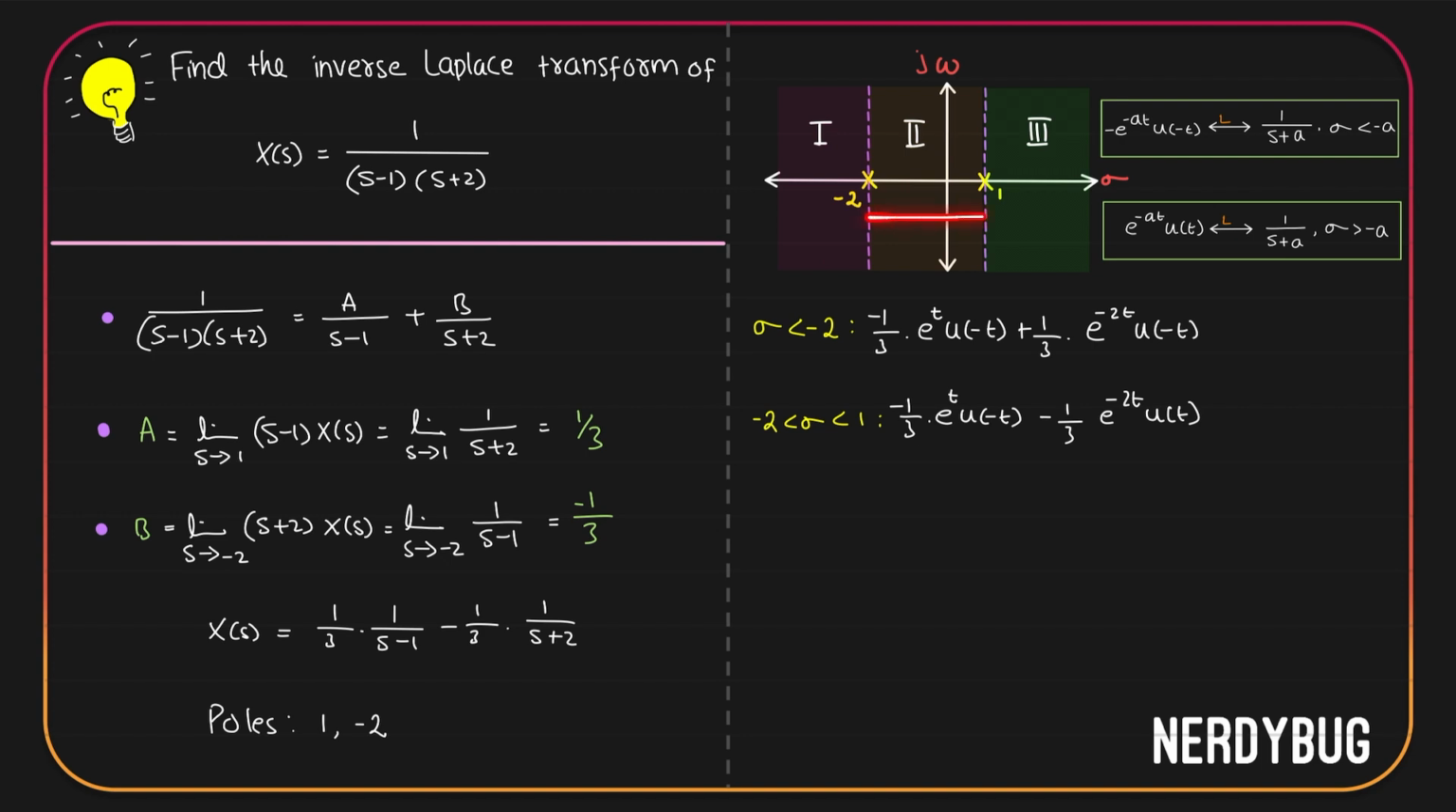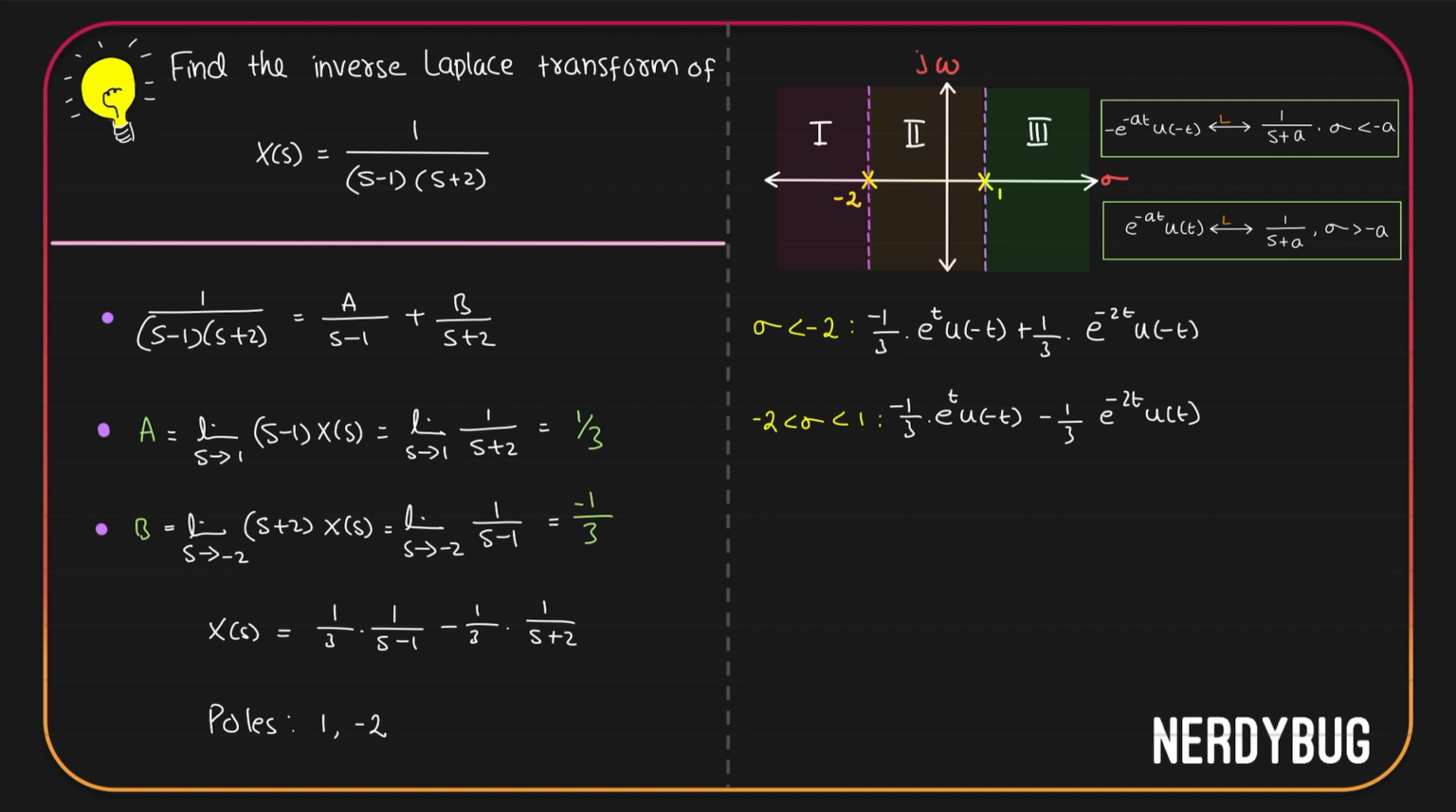So when ROC is between minus 2 and 1, x of t is minus 1 by 3 e raised to t u of minus t minus 1 by 3 e raised to minus 2t u of t. Here we have u of minus t towards the left. Here we have u of t towards the right. So when ROC is between two poles, x of t has to be double-sided.